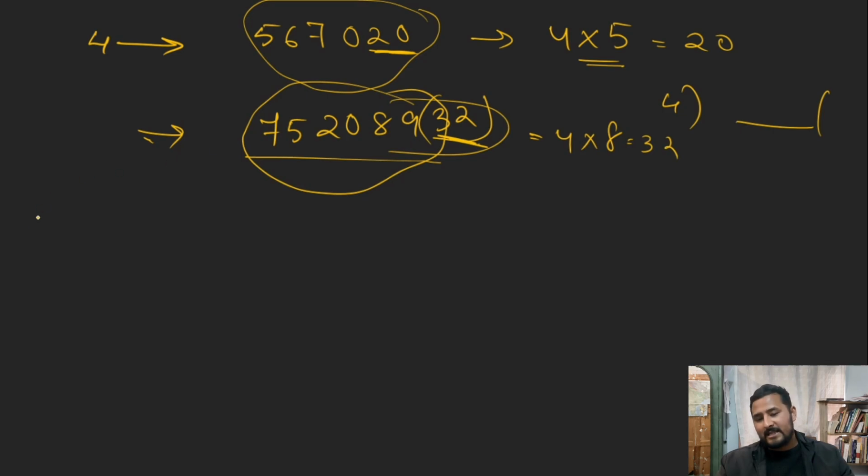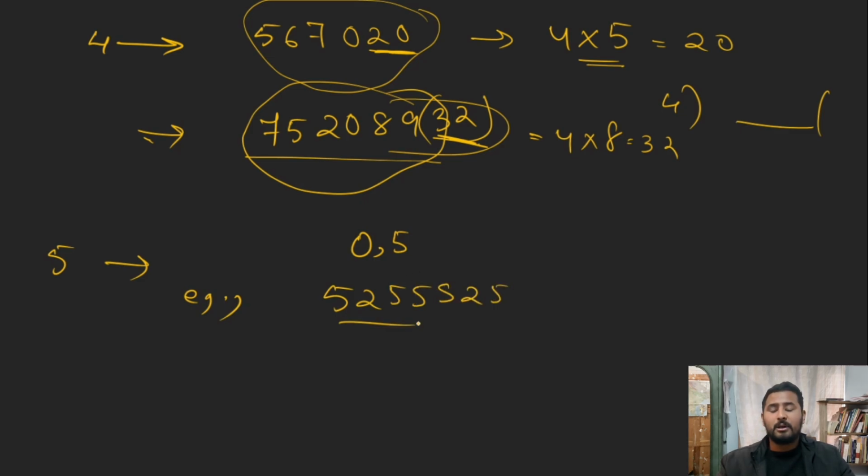Okay, clear? Let's see next for 5. Very simple. 5 is very simple. For 5, what you have to remember is, you have to see that the last digit has to be either 0 or 5. For example, if I give you 5255, you know what I said, the last digit has to be either 5 or 0. So I can see the last digit here is 5. So this whole thing is divisible by 5.